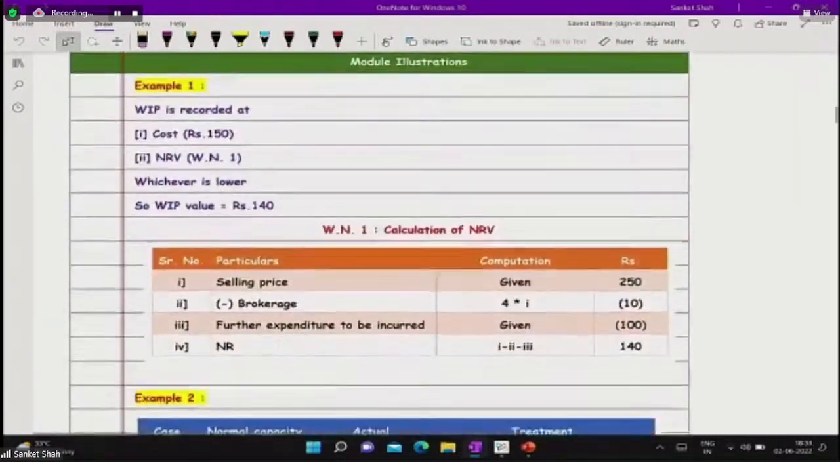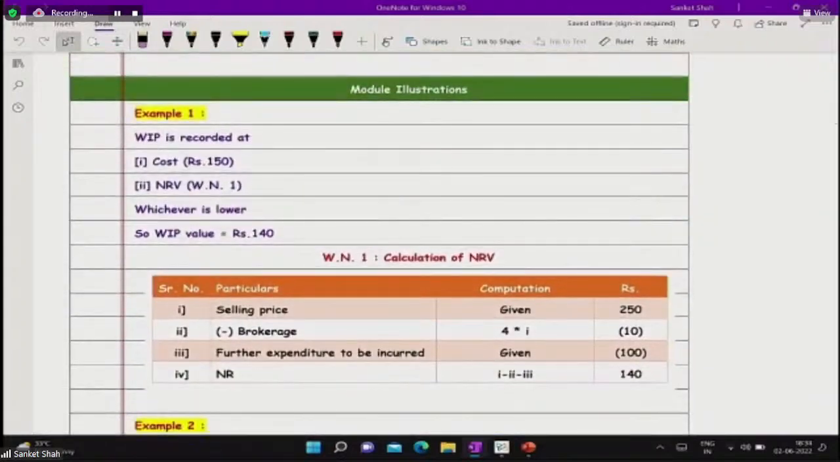So this module number 1 question, how are we going to record it? WIP is recorded at cost or NRV, whichever is lower, and WIP NRV is rupees 140. So this is how you should present your answer in exam. So further cost will increase.